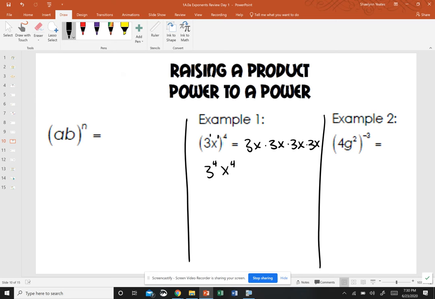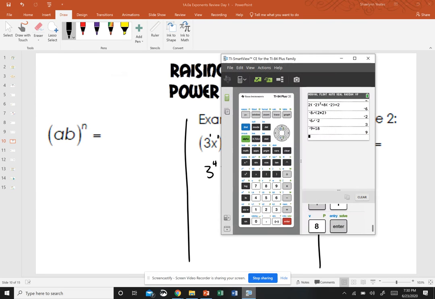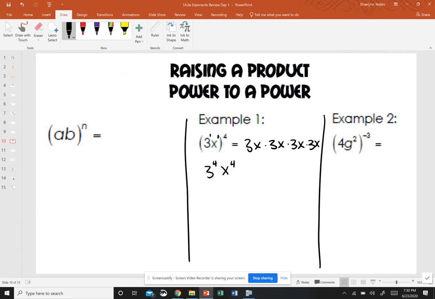Just an idea. Okay, and if we want to find 3 to the 4th, we're going to take out our calculator and we're going to do 3 to the 4th. We get 81. So this is 81 x to the 4th. All right, cool. We're going to come back to this one and maybe explain the shortcut.